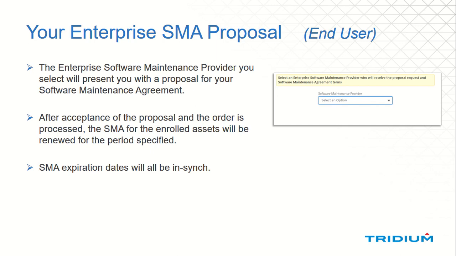After acceptance of the proposal and the order is processed, the SMA for the enrolled assets will be renewed for the specified period. And basically, all of your SMA expiration dates will now all be in sync.